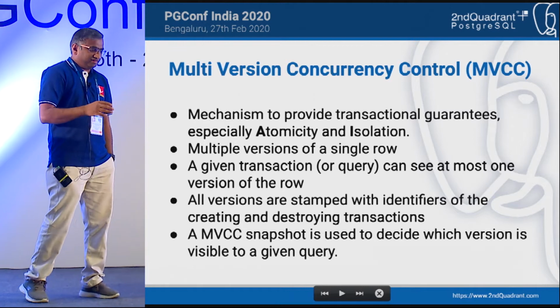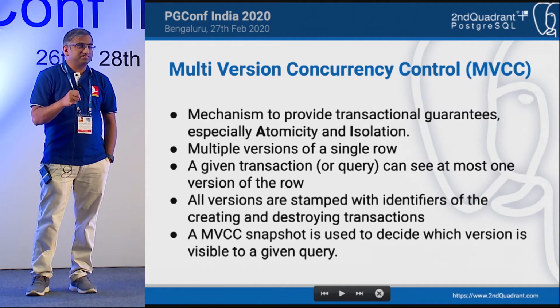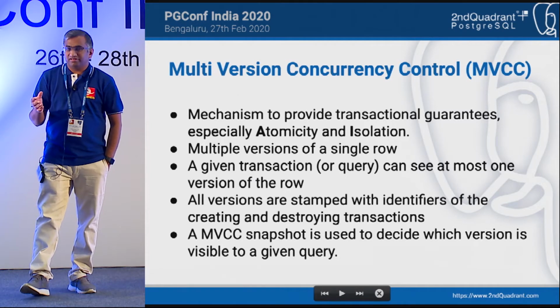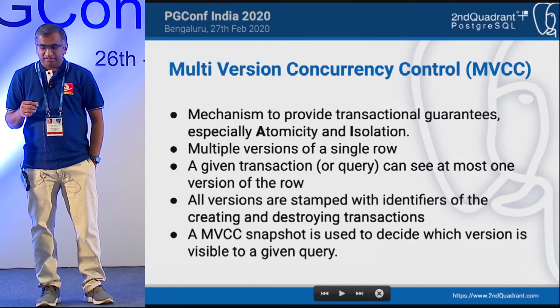So the reason why I gave you that context is because we are going to refer to transaction IDs quite often while understanding how MVCC works. So it was important to know.